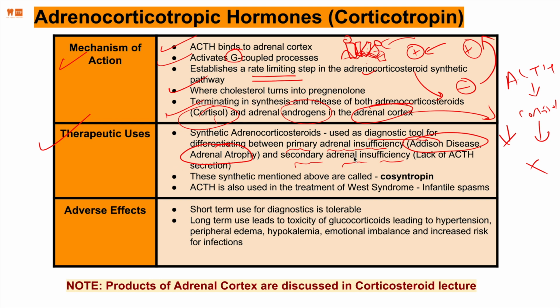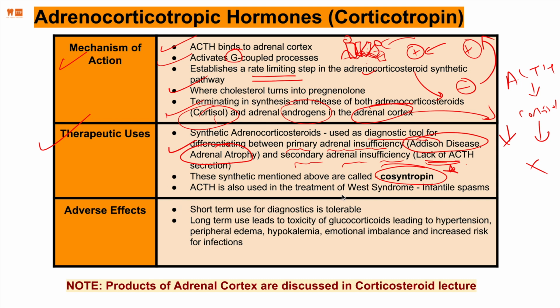Secondary adrenal insufficiency is an actual lack of ACTH. So what if the pituitary gland didn't send enough ACTH? No matter how functional the adrenal gland is, it's not going to do anything. Therefore, these synthetic ones mentioned above are known as cosyntropins. Cosyntropins, remember that. Cosyntropins are the synthetic versions of ACTH and other hormones in the same family.